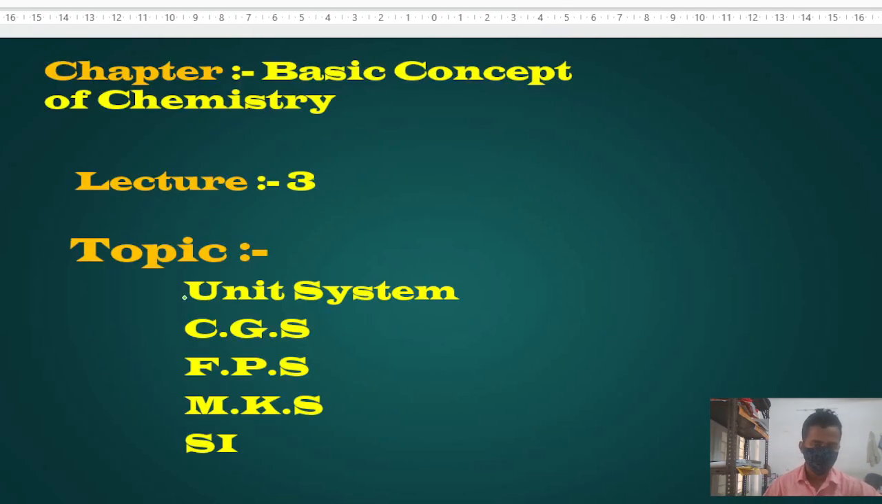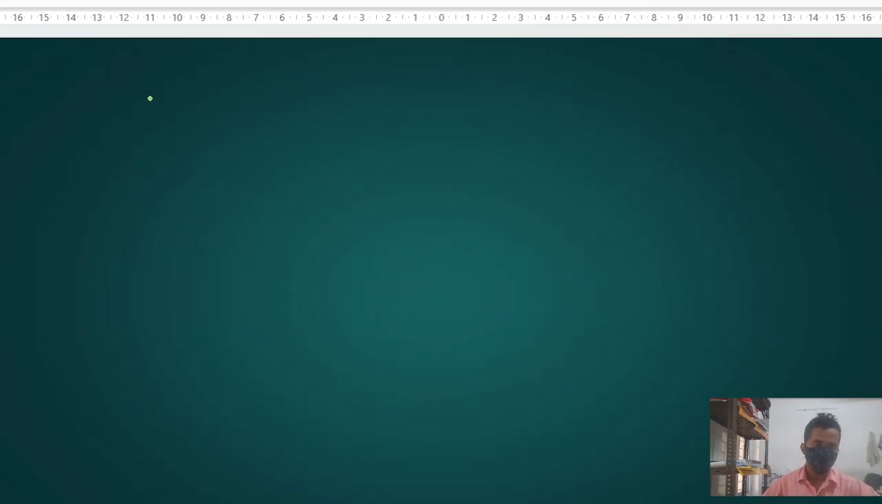Let's see here. We are going to discuss the unit system and different types of unit systems like C.G.S, M.K.S, F.P.S and the standard unit system. So let's go. First of all we should know about unit, and after that we should know about unit system.